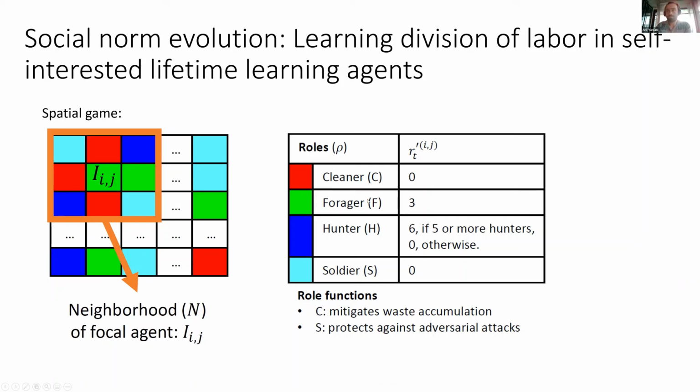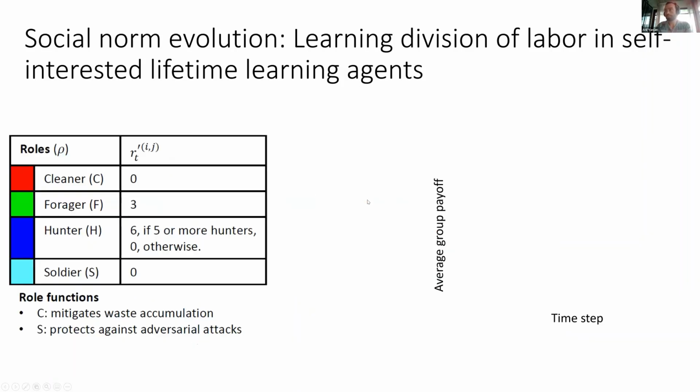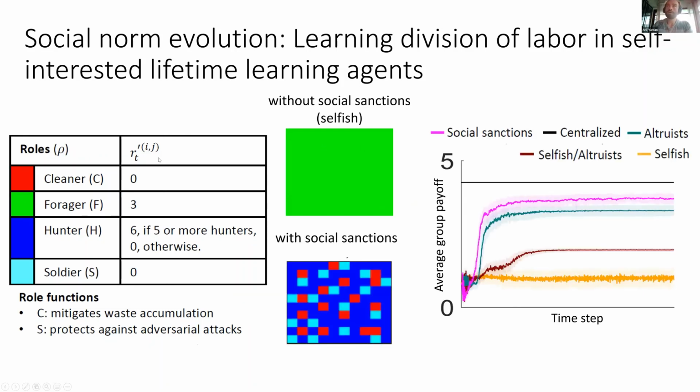And based on this game, we test these different approaches. So one would be purely selfish learning, basically where each agent is maximizing their own payoff. So basically they all settle on forager because it's just gaining 3 payoff, and cooperation would be a bit more difficult in this case. Finding this configuration is a bit difficult, and nobody selects cleaner or soldier because they don't provide any payoff.